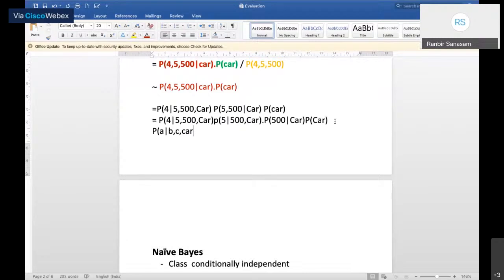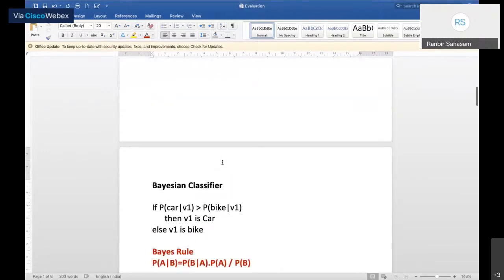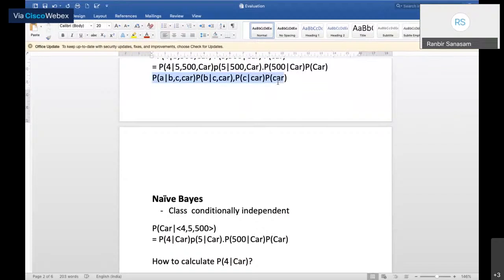Probability of A given B, C, and car, then probability of B given C and car, probability of C given car, probability of car. This is what I'm getting, right? So this is what I need to estimate from my data sets. Given a data set, I need to estimate these probabilities. Am I with you so far?